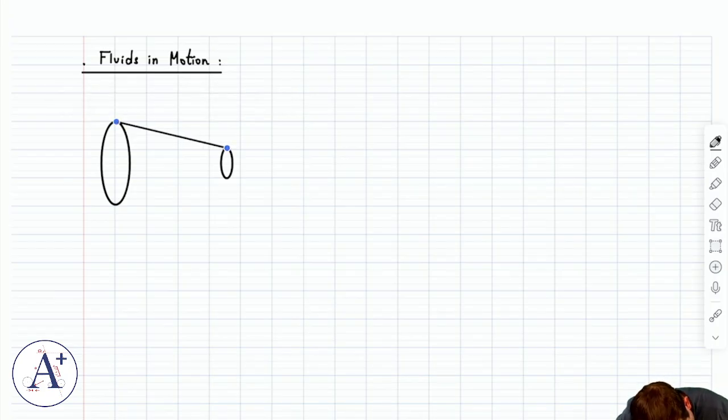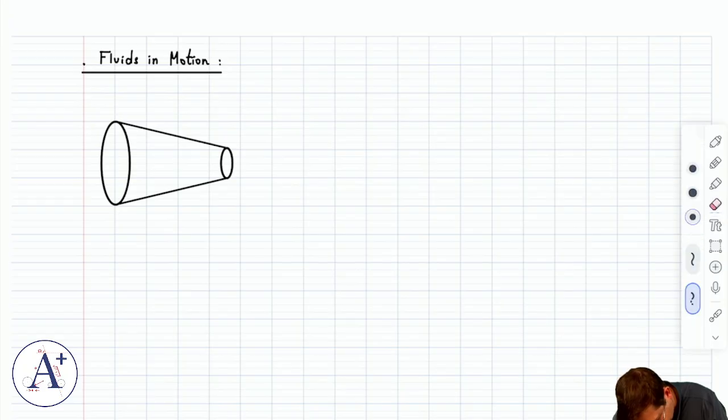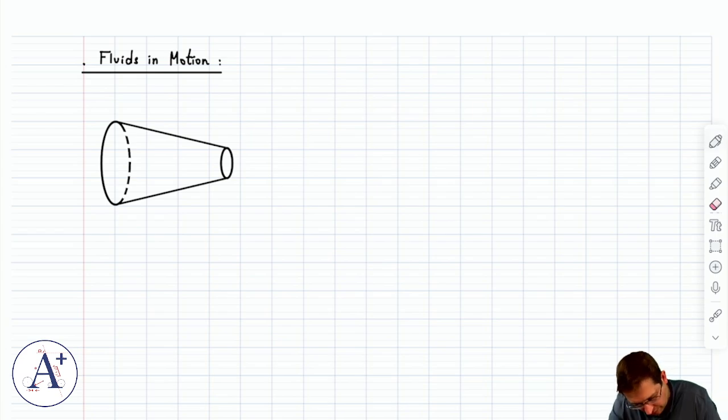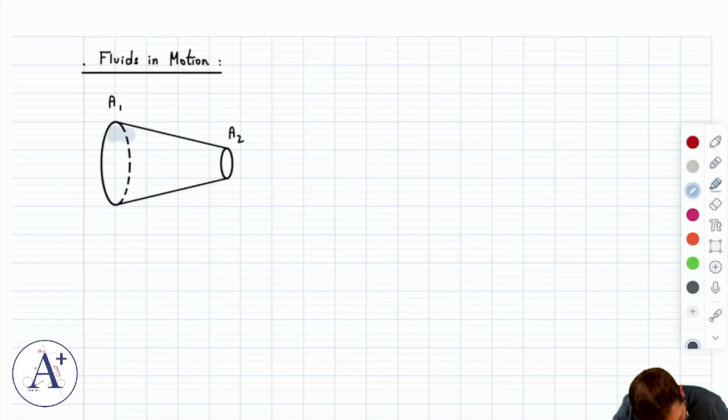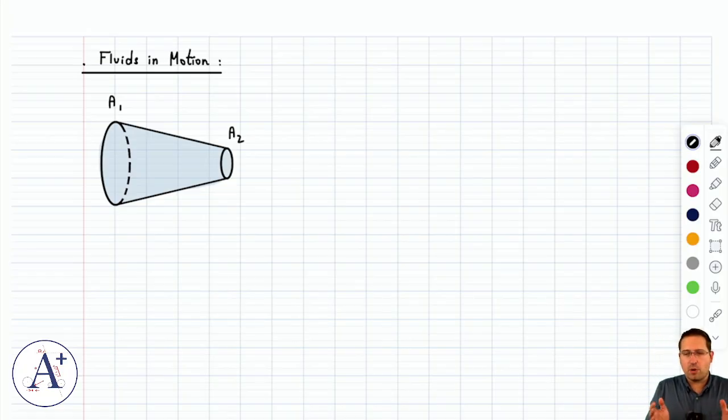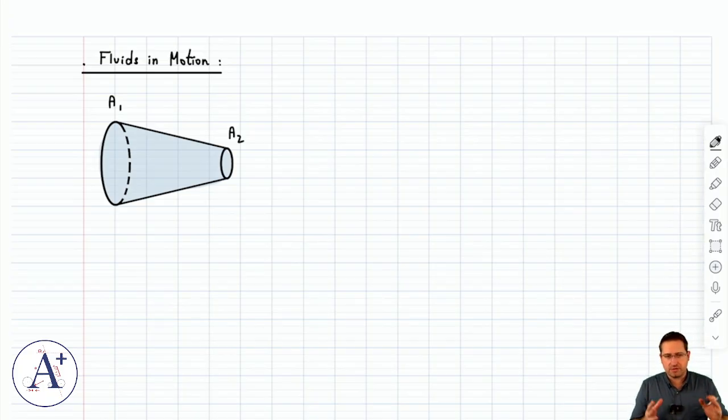And let's say we have a hose, maybe like a fire hose or something like that, and it gets narrower, right? So it's quite large here. It has a big cross-sectional area, but then the cross-sectional area gets smaller. So this is going to be A1, and this is going to be A2. And we have water flowing through this thing. Now it turns out that we say that water is an incompressible fluid. So if you apply some pressure to it, it doesn't change the volume. The volume is the volume. And because of that, the volume is conserved.